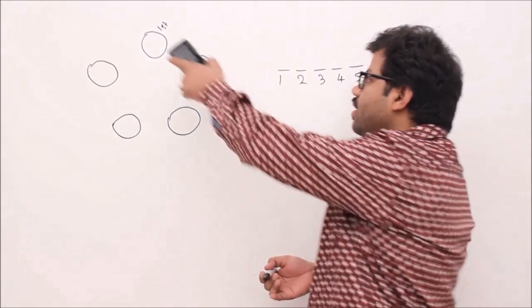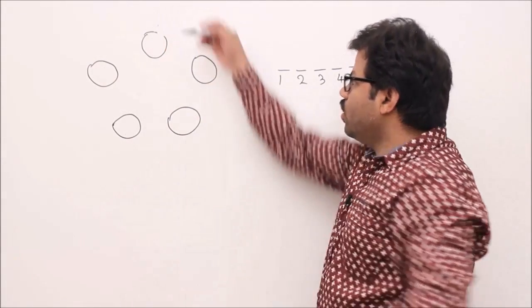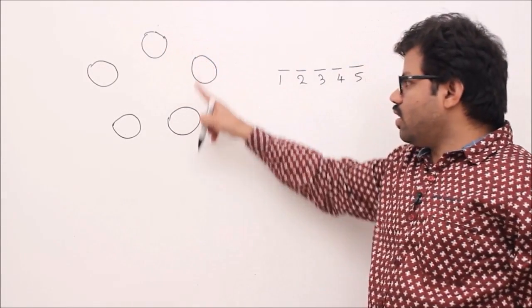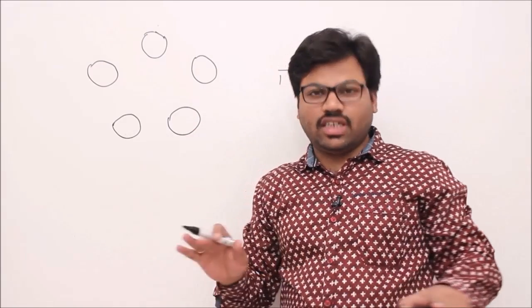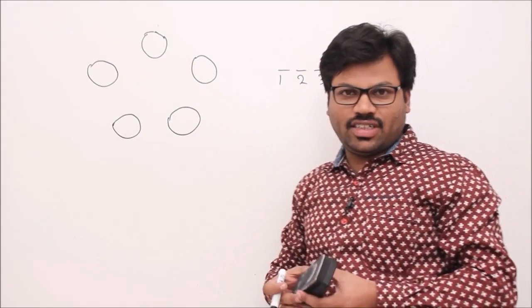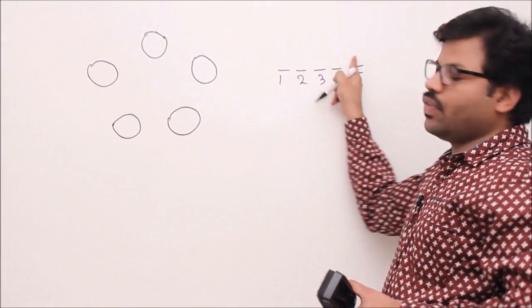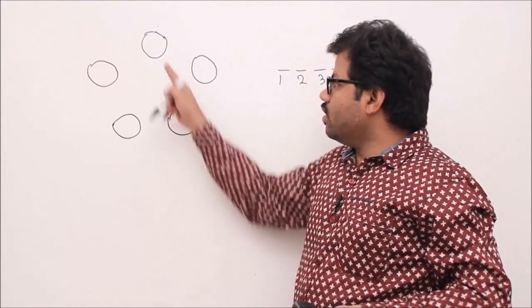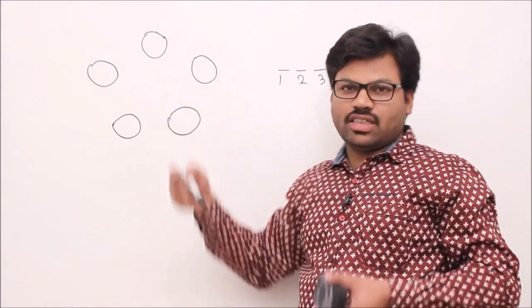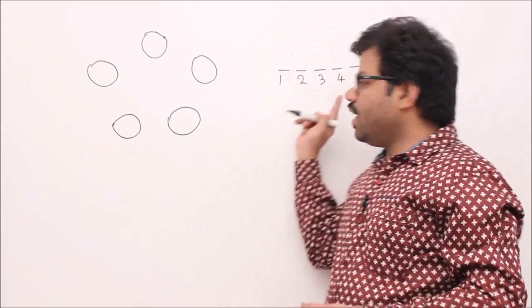How can you say that this is the first one, right? You can't say that. Is it first? Is it first? No. We can't distinguish it, isn't it? But here you can distinguish: first, second, third, fourth, fifth. That's why circular arrangements are different from linear arrangements.